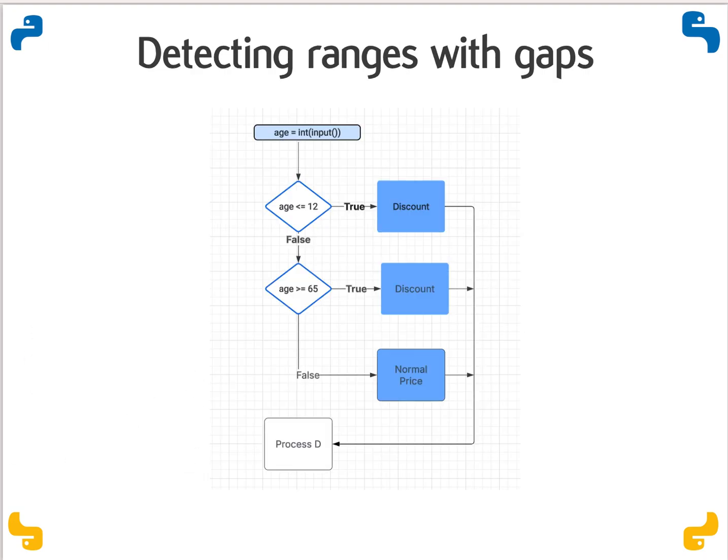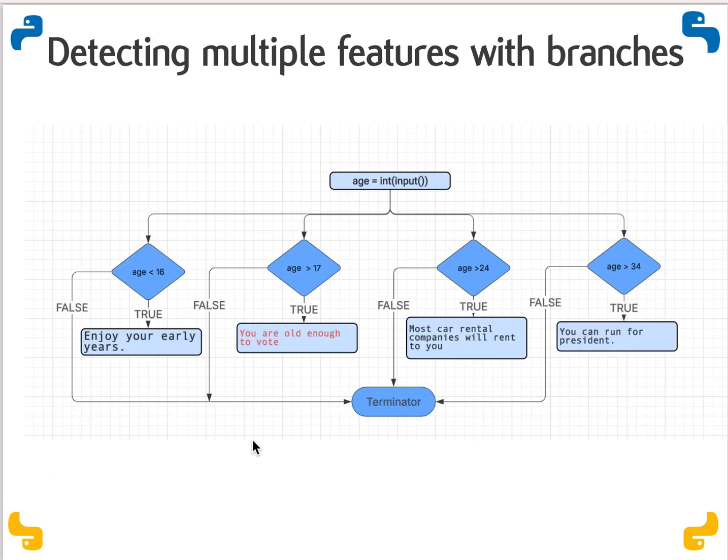This diagram illustrates how to detect ranges with gaps using conditional branches. It shows how to use if checks to define ranges with a gap. This diagram shows how to detect multiple features based on age using conditional branches. It shows how to use a series of if checks to determine the multiple features based on age.